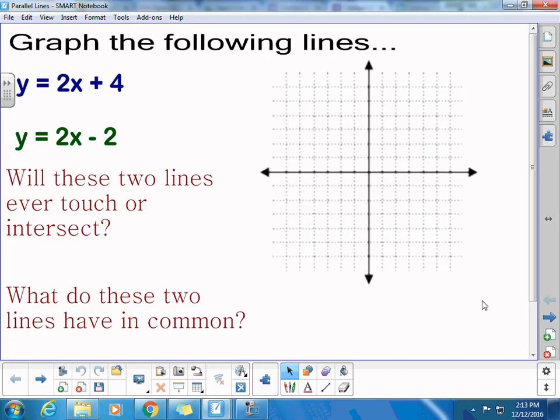If we look at these two lines and graph them, y = 2x + 4, I start at 4 up on the y-axis, and then I have a slope of positive 2 over 1, or down 2 backwards 1. So this would be this line, and this is blue. The other one's in green. I start at negative 2, and I have this positive 2 over 1. That is my slope there.